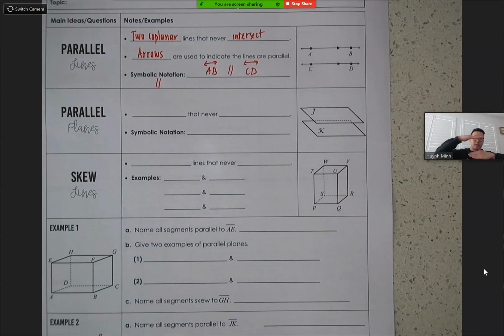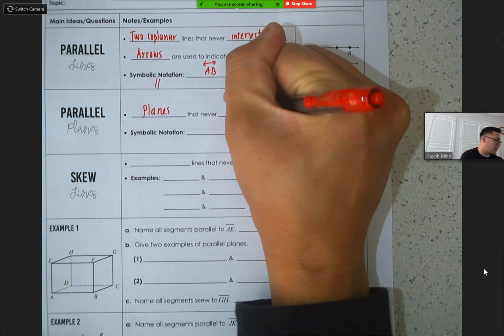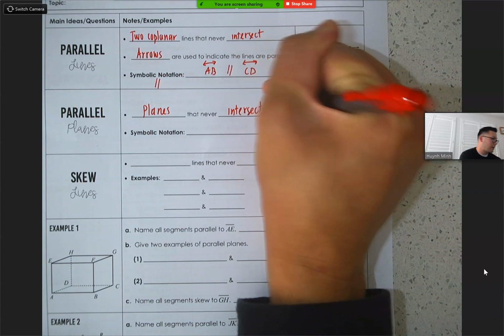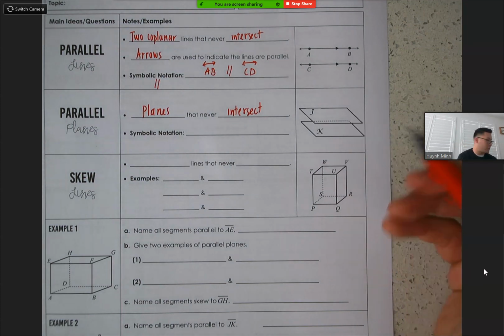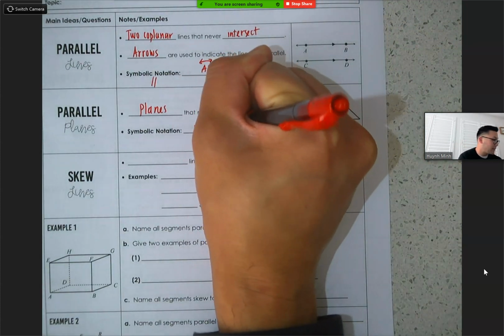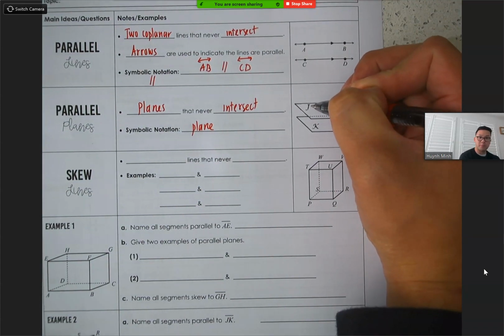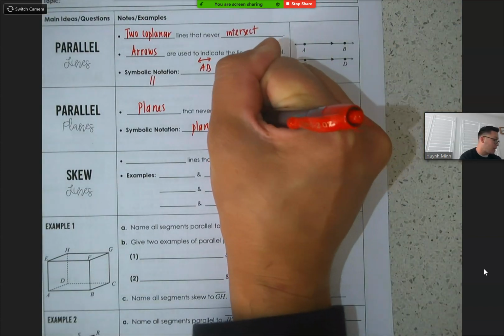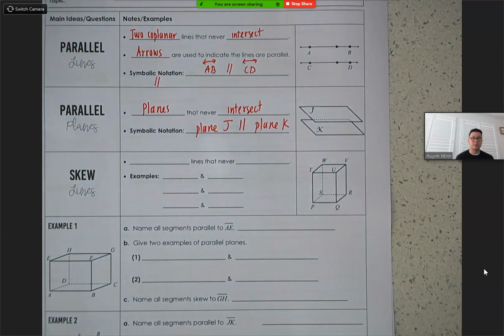Just think of two pieces of paper that never intersect and are going in the same direction. So parallel planes are planes that never intersect. If I were to use symbolic notation, I would write plane, and since they give you a little cursive letter on the very top, like we said in unit 1, we could say that plane J is parallel to plane J. Simple as that.